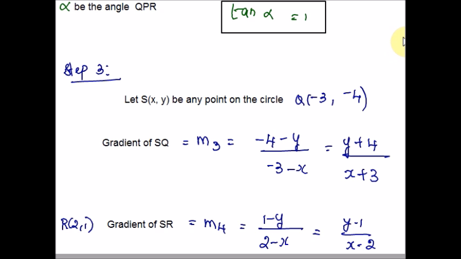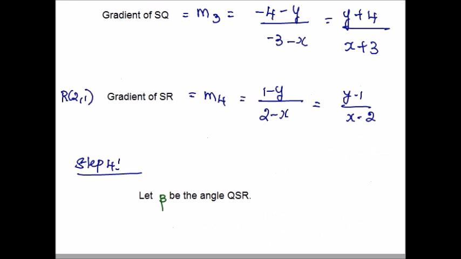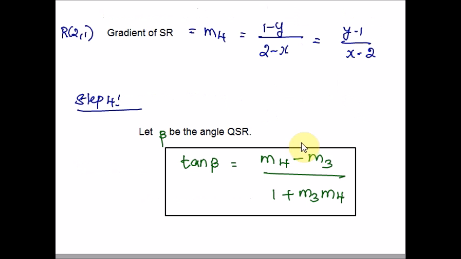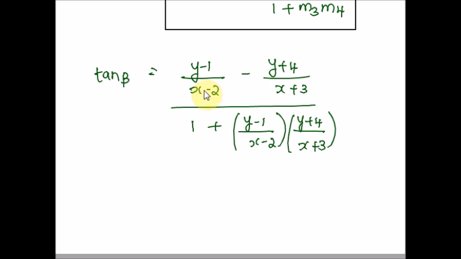That means I'm not considering the absolute value. Now let me apply the same angle formula. Let beta be the angle QSR. For the diagram you can refer to a previous video, the exact same figure. So tan beta formula would be, let us plug in the values of M3 and M4 we just got in step 3. Replace M3 and M4 by y plus 4 over x plus 3 and y minus 1 over x minus 2. I'm not going to simplify this further. Let this be equation number 2 and tan alpha be equation number 1.